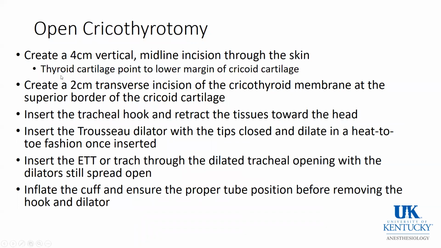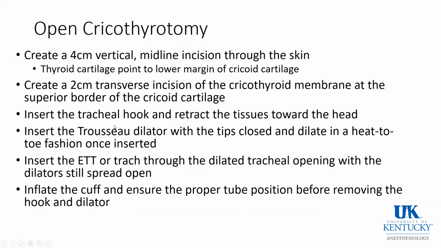So you start by creating a vertical midline incision through the skin, and it kind of goes from the point of the thyroid cartilage to the lower margin of the cricoid cartilage, and you can feel that on yourself. So it's a 4 centimeter roughly vertical incision, and then you create a 2 centimeter transverse incision in the actual cricothyroid membrane at the superior border of the cricoid cartilage. So you make that in the first incision through the skin, you get down deep and cut transversely across that. So you're making essentially a cross.